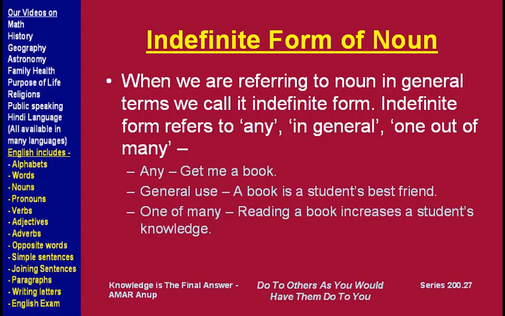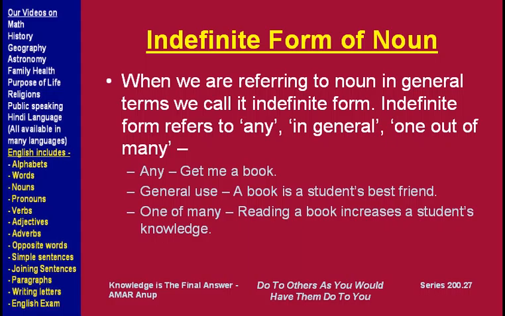So, learning a little more about the indefinite form of a noun. When we are referring to a noun in general terms, when we want to refer to any of the objects or persons or places, or when we are referring to the noun as one out of many, then it is called an indefinite form. So when I tell you, get me a book, it means just get me a book, any book. I didn't mention which book. That is called an indefinite form of noun.